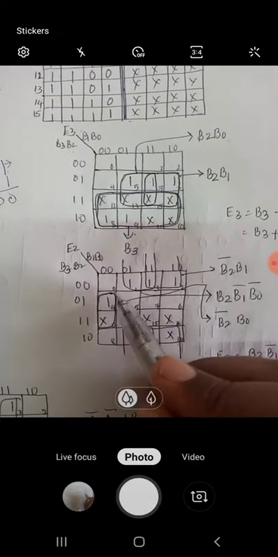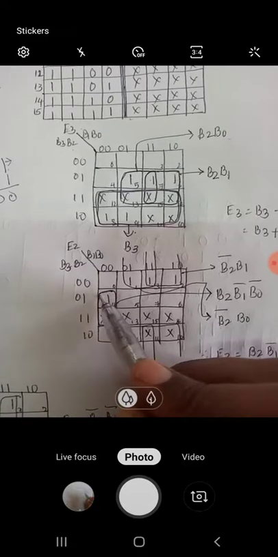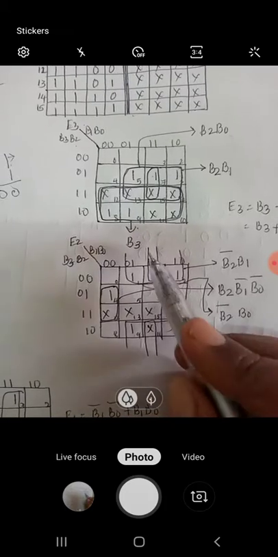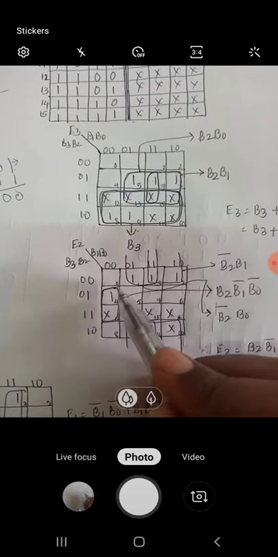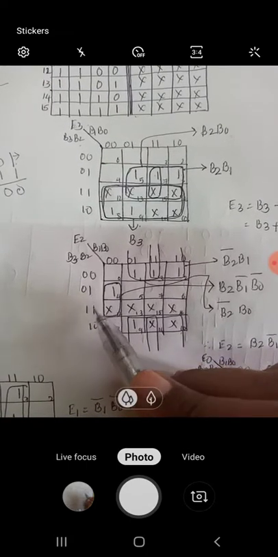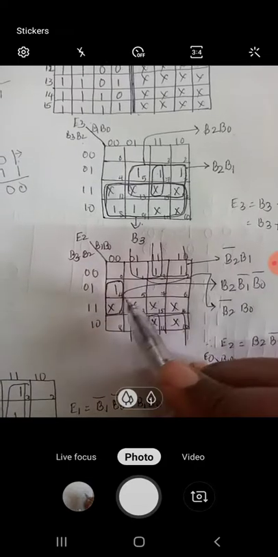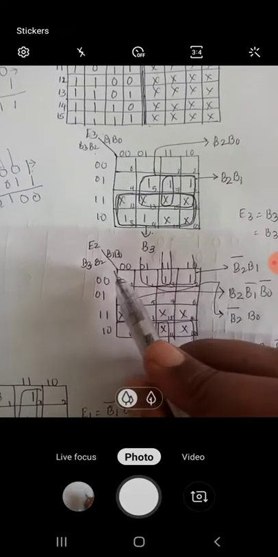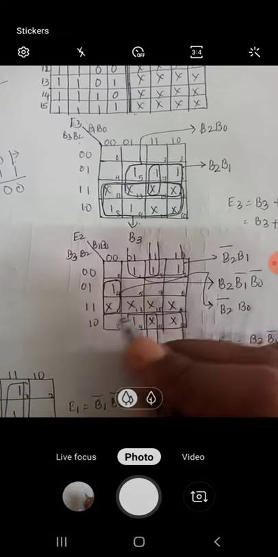So this is one group, that is only two cells. This is corner grouping I have done. So this corner and this corner, and this corner and this corner. So there are two corner groupings, make a note of it. If I write an expression for this term, B3 has changed, so B3 will not come. B2 value is 1, so I have written B2, and B1 B0 are 0 0, so you have a bar over here. So B2 B1 bar B0 bar. This is the expression for this group.